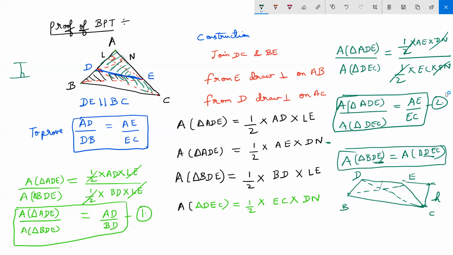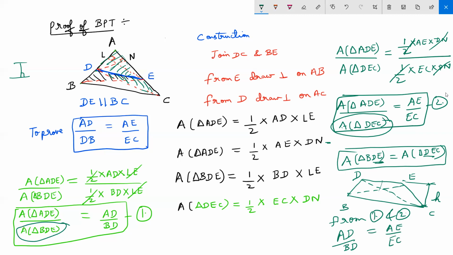So from the first and second equations, we now know that area of BDE and area of DEC are the same. Here is the area of DEC and here the area of triangle BDE; both areas are the same, and the numerator is the same, the area of triangle ADE. So from 1 and 2, and knowing that area of triangle BDE is equal to area of triangle DEC, you can write down that AD upon BD is equal to AE upon EC. So this is a proof for the basic proportionality theorem, which is also known as Thales theorem.